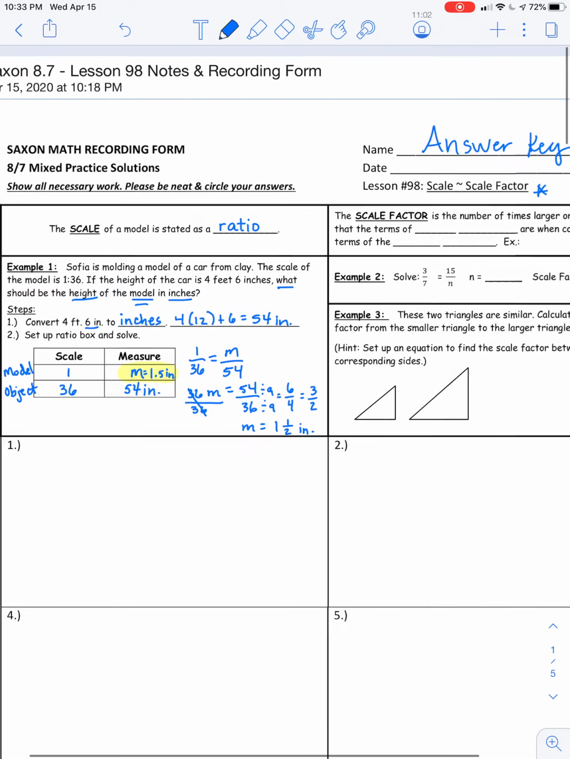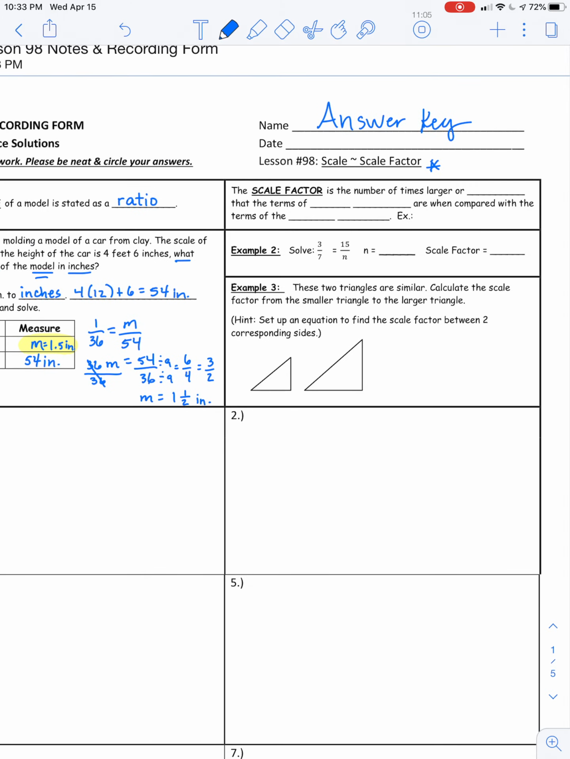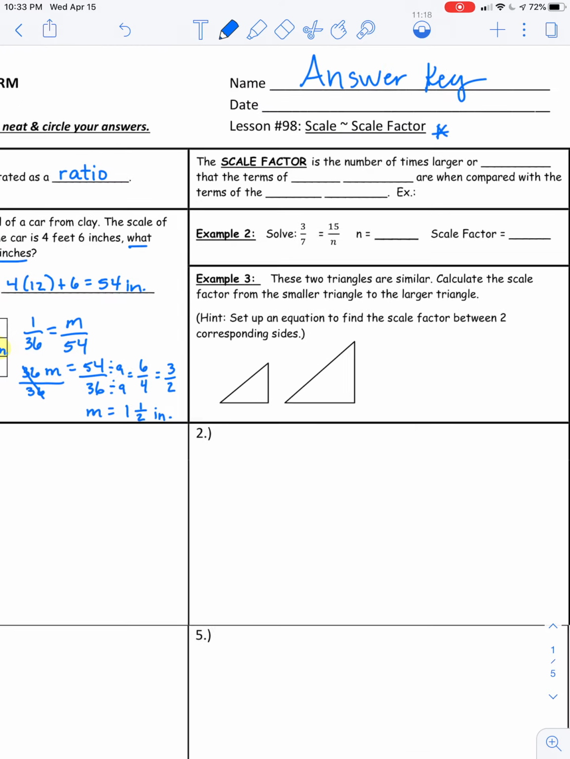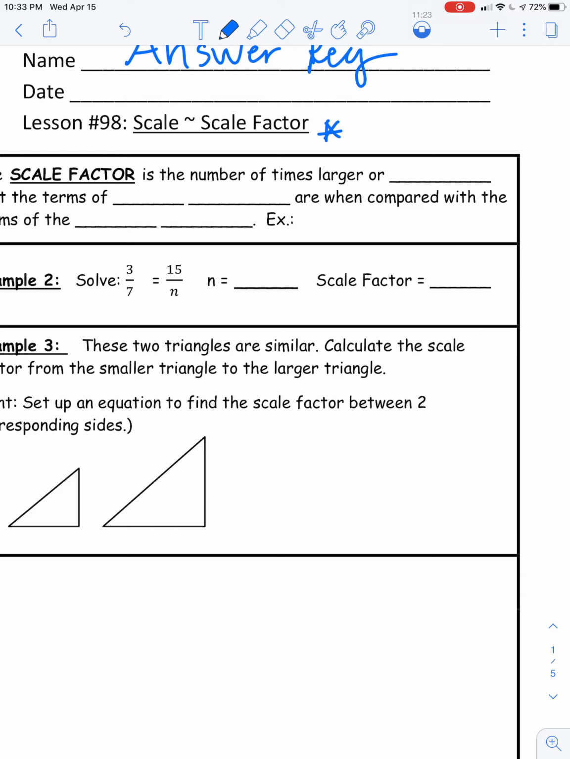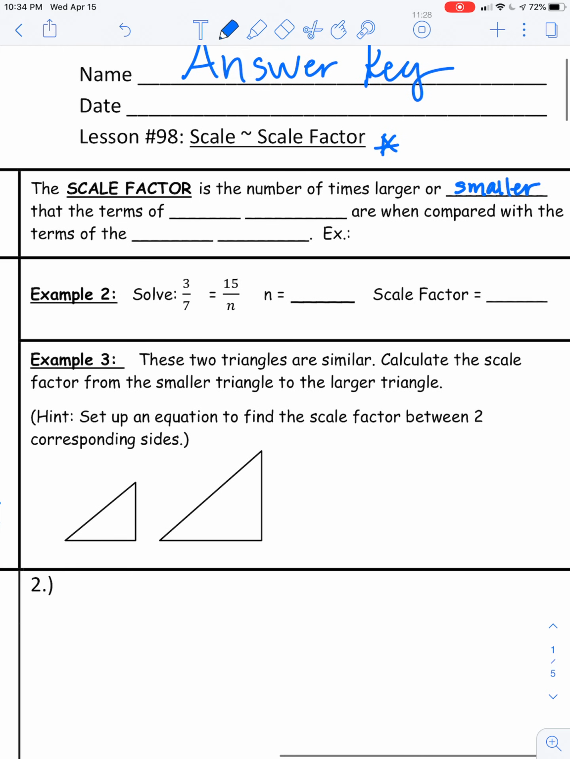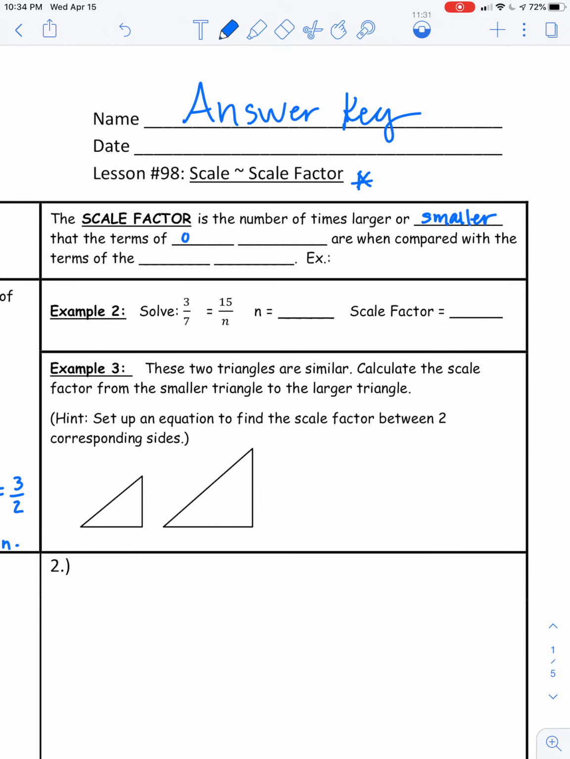Next, we're going to talk about scale factor. Let's go ahead and fill in what the scale factor is, and then we'll discuss it. So the scale factor is the number of times larger or smaller that the terms of one ratio are when compared with the terms of another ratio. And we're going to put an example in here as well. But let's go ahead and fill in those empty blanks. So the scale factor is the number of times larger or smaller that the terms of one ratio are when compared with the terms of the other ratio.